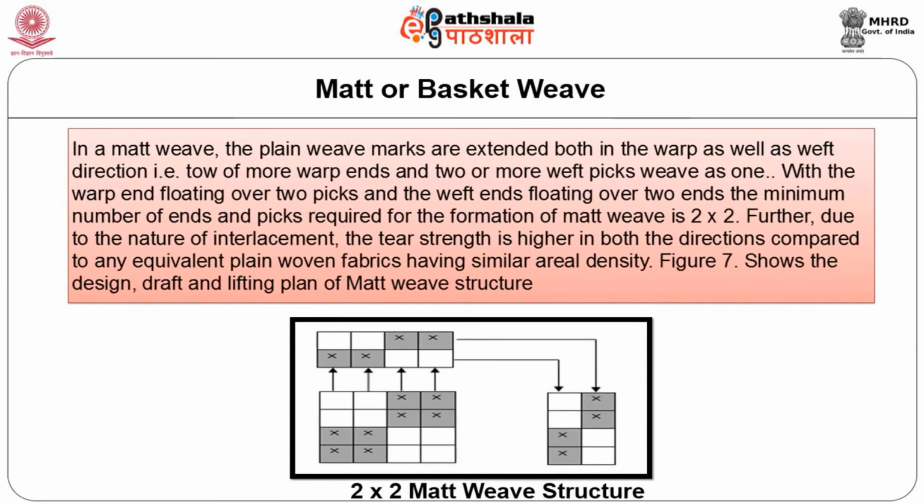Mat or basket weave. In a mat weave, the plain weave marks are extended both in the warp as well as in the weft direction, that is, 2 or more warp ends and 2 or more weft picks in one or more directions. With the warp end floating over 2 picks and weft pick floating over 2 ends, the minimum number of ends and picks required for the formation of a mat weave is 2 by 2. Further, due to the nature of interlacement, the tear strength is higher in both directions compared to any equivalent plain woven fabric having similar areal density.